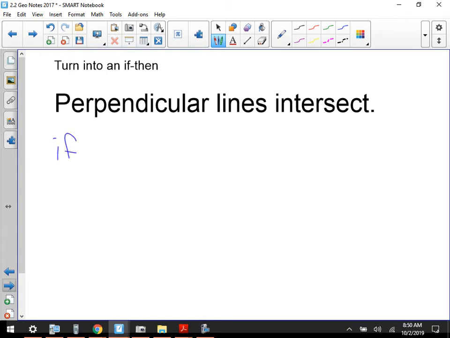If lines are perpendicular. Do you guys remember what the symbol for perpendicular was? The upside down T? Yeah. Can I just use that? Because you know what it means. Exactly. That's a symbol that we have used in class, so why not use it? It's quicker, it's easier to write. We all know what it means. Is that all right? Okay. If you want to write out the word perpendicular, is that wrong? No. Nope. If lines are perpendicular, then they intersect.